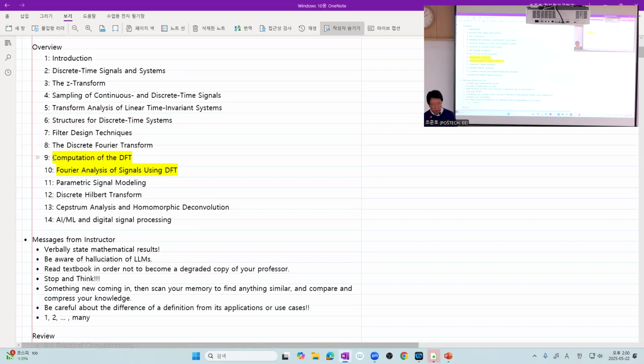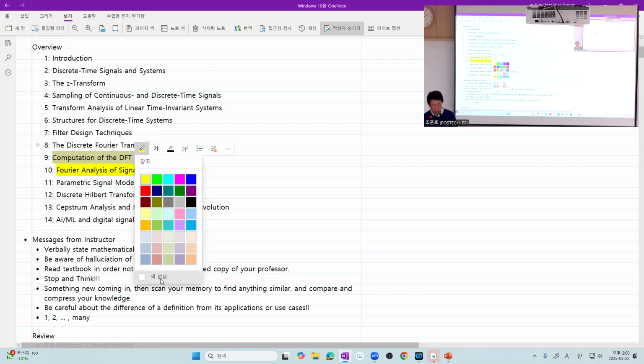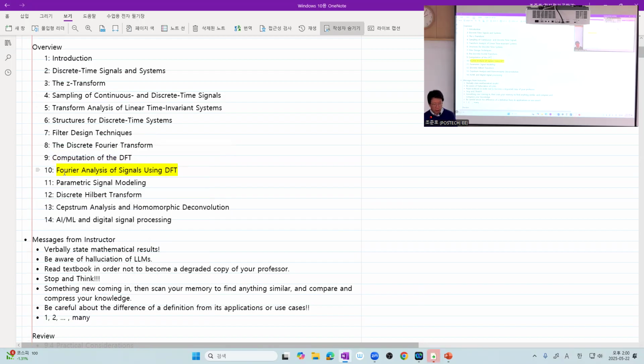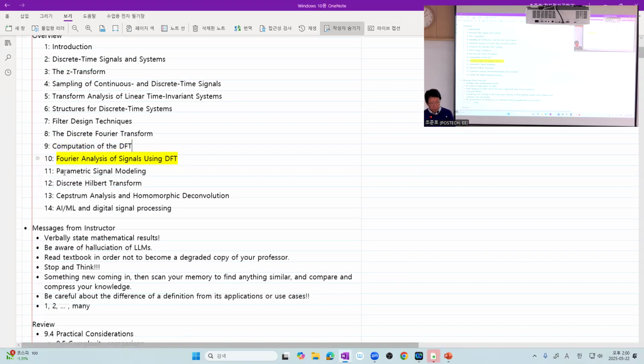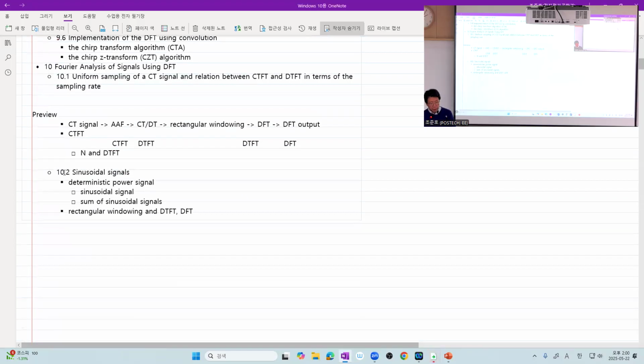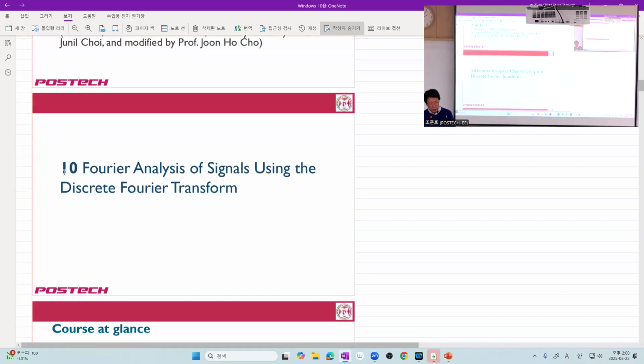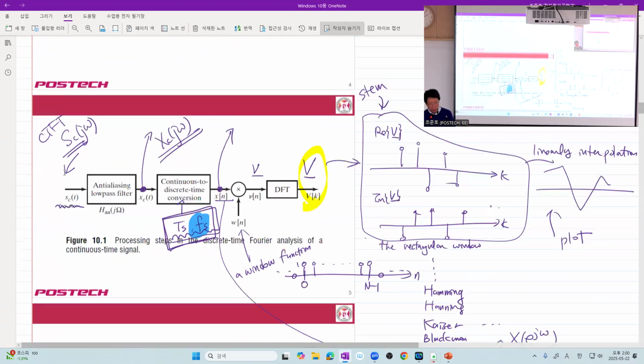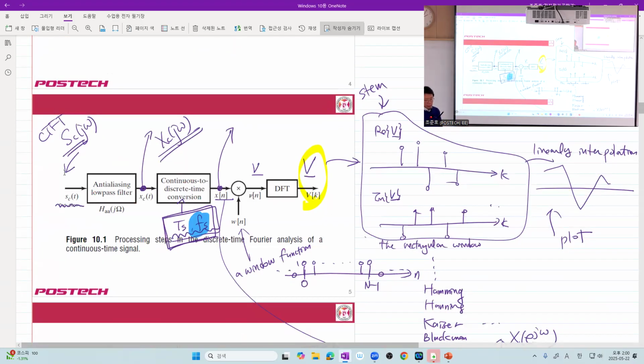Okay, here goes the outline. So we've done this part in the last class meeting and started to study chapter 10 of the textbook, related to the applications of the DFT. Last time we've seen this figure, and this is the most important figure in chapter 10. So please have it in your brain so that you are not confused any longer.